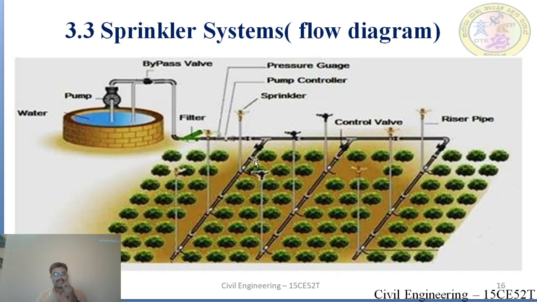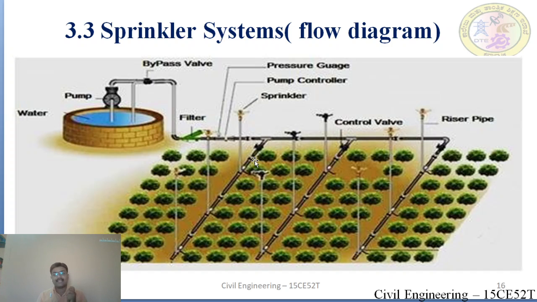Water is filtered because the groundwater or subsurface water which is pumped through the pump will have some impurities present in it. We have to remove those impurities by providing a filter media, and the filtered water will be passed to the main lines and the sub main lines. Now after the water is filtered, it is flowing to the main line and sub main line.